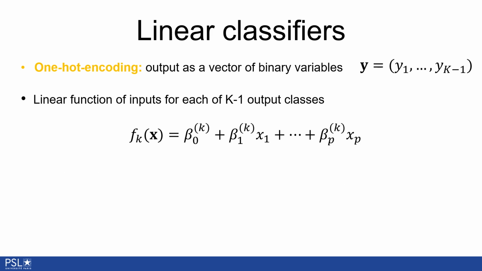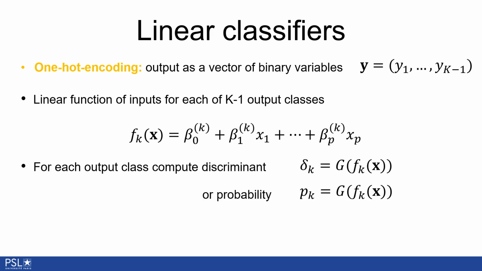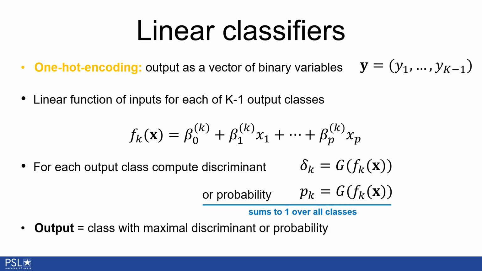Then for each output class, we apply a nonlinear monotonic function g on the linear function f_k to obtain either a discriminant delta_k or a probability p_k. The difference between a discriminant and a probability is that the probabilities are positive numbers that are normalized to sum to 1 over all classes. Finally, the output is obtained as the output with maximal discriminant or probability.